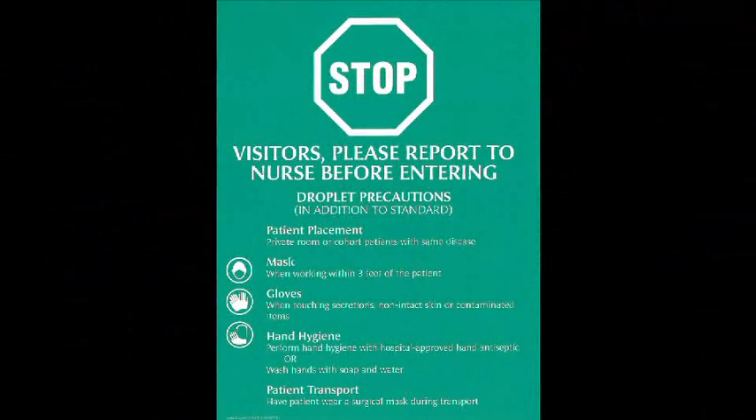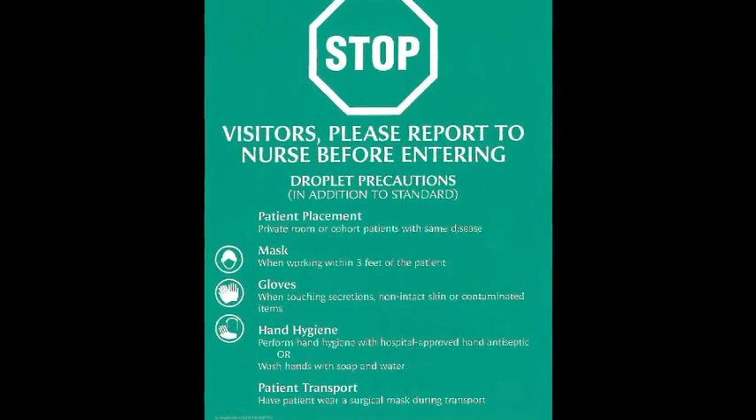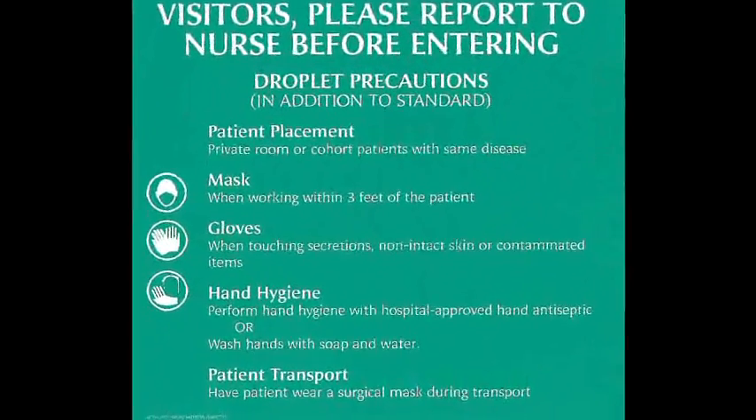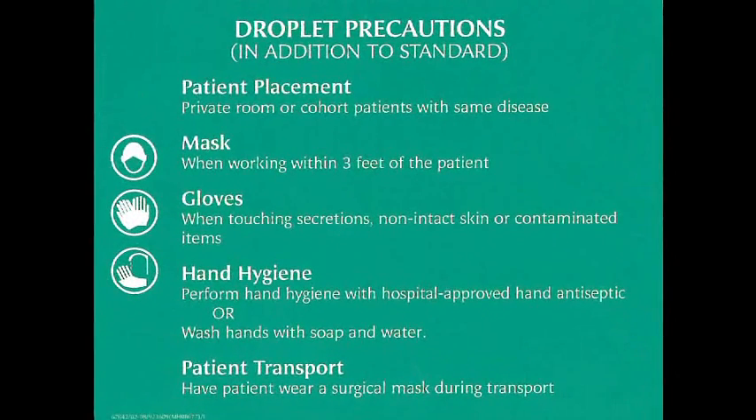The next type of isolation precautions is designated by this green sign, which is for droplet precautions. Droplet precautions are used when a germ is transmitted by big droplets in the air that settle quickly, such as when a person coughs or sneezes.